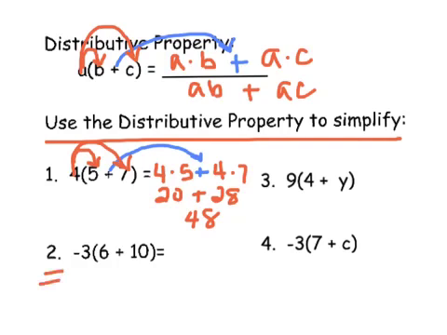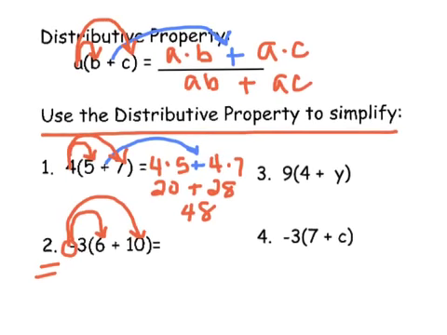Okay, here's the deal. Do number 2 on your own. Here's one thing you have to make sure you realize. This negative sign right here. This negative, you have to make sure you do a negative times a positive. Negative 3 times 6. Then you're going to bring down that addition sign. Then you're going to do negative 3 times 10. So go ahead and try that. Okay, so raise your hand when you're done with number 2 so you can get a check. Whoa, I just moved everything. So you can get a check.